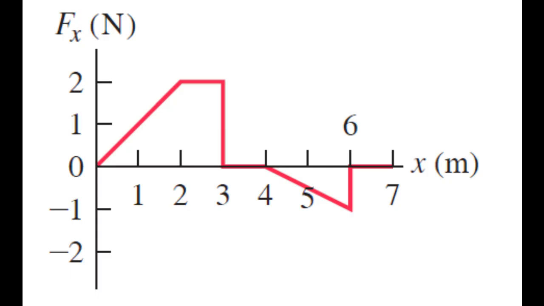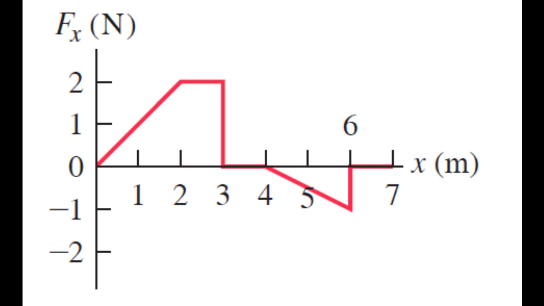A force is applied to a 2.0 kilogram radio-controlled model car, parallel to the x-axis as it moves along a straight track. The x component of the force varies with the x-coordinate of the car as shown in the figure. Problem 8. Calculate the work done by the force when the car moves from a, x equals 0 to x equals 3, b, x equals 3 to x equals 4, c, x equals 4 to x equals 7, d, x equals 0 to x equals 7, e, x equals 7.0 m to x equals 2.0 m.